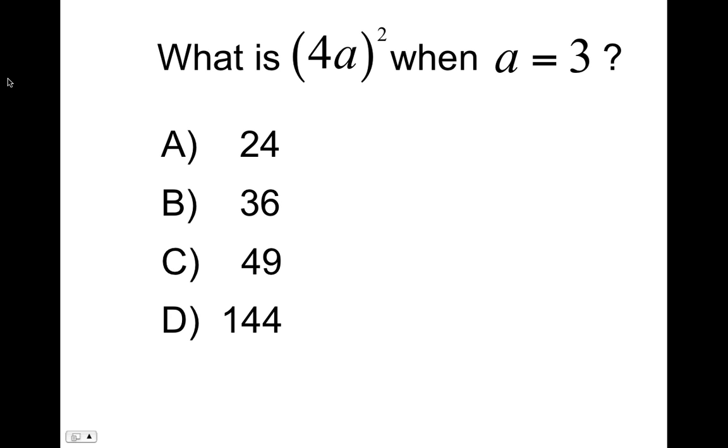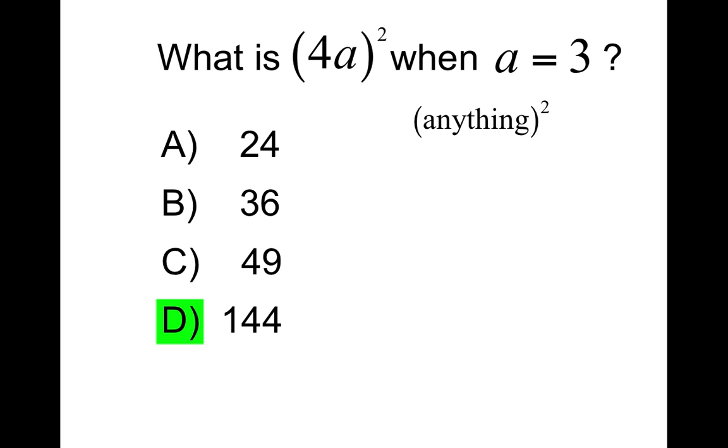This looks a lot like a previous question, but it's different. What is the quantity 4 times a, the whole thing squared, when a equals 3? This one evaluates to 144.